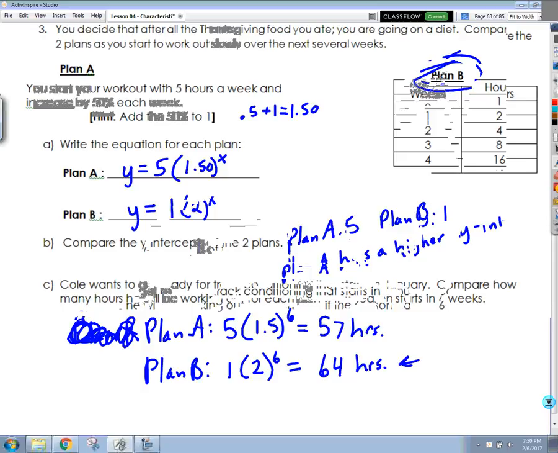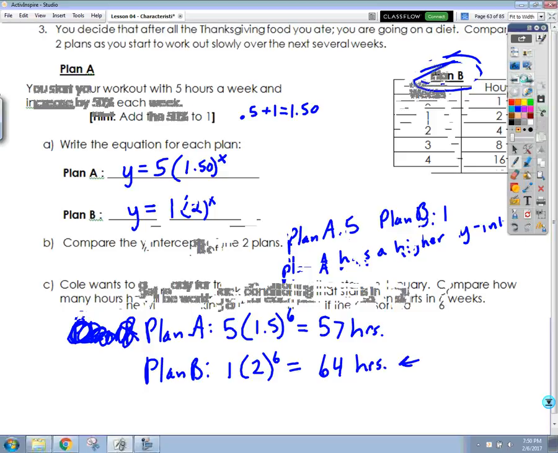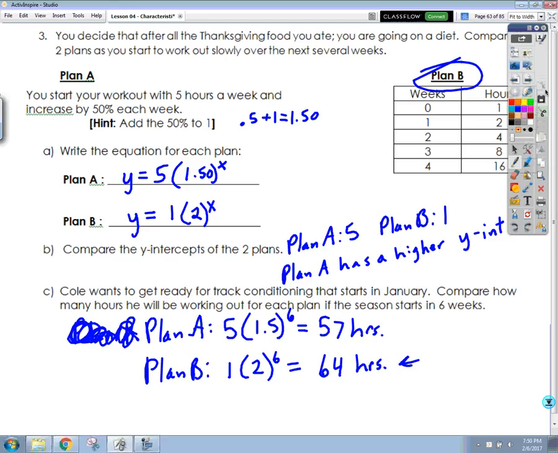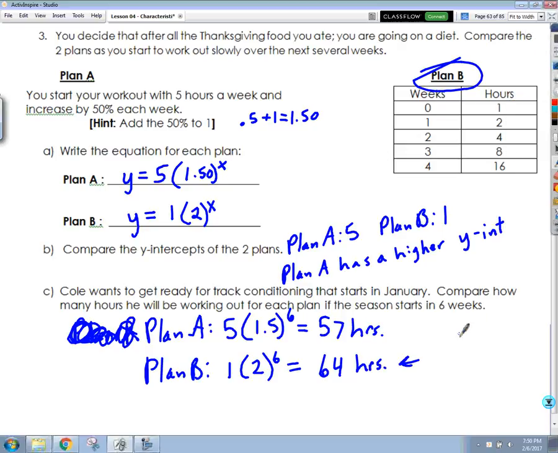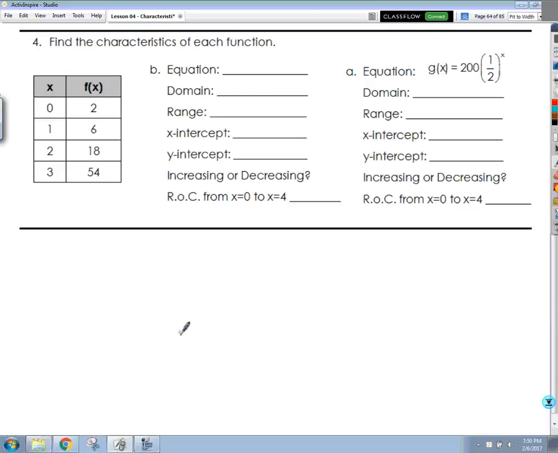All right, almost done. Moving on. Number 4. 2 more to go, guys. Smell the finish line from here. Find the characteristics of each equation. This one again looks like, no, it's not doubling. I think it's times 3. So y equals 2 times 3 to the x.